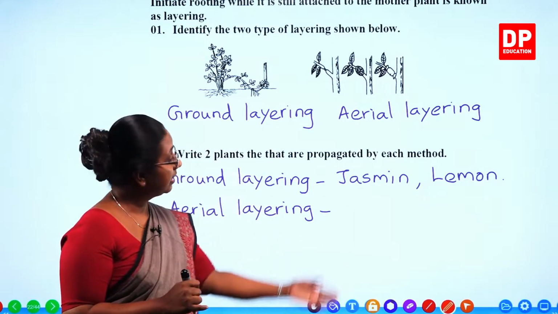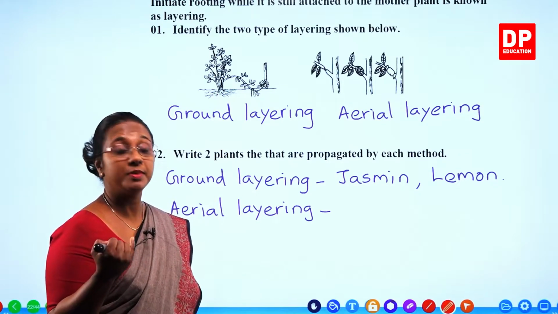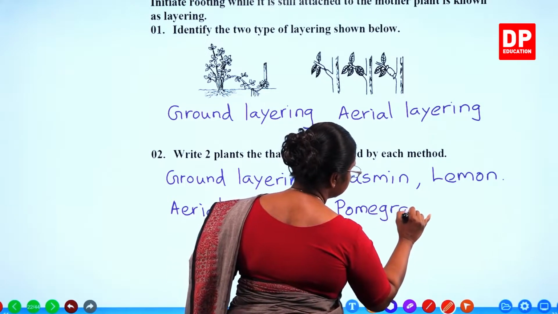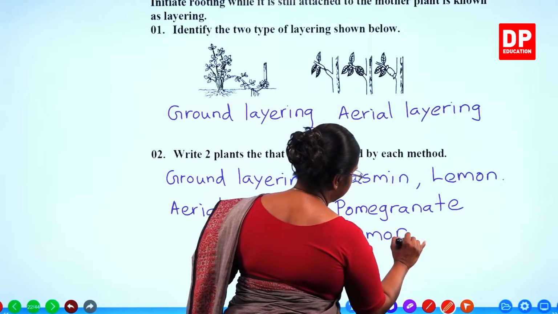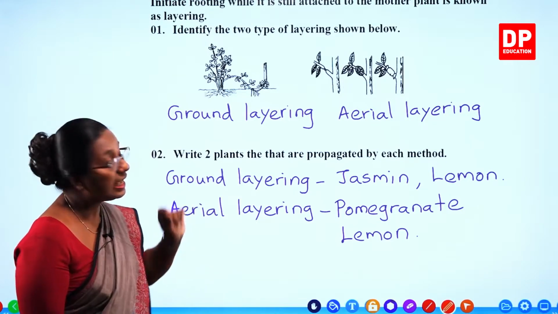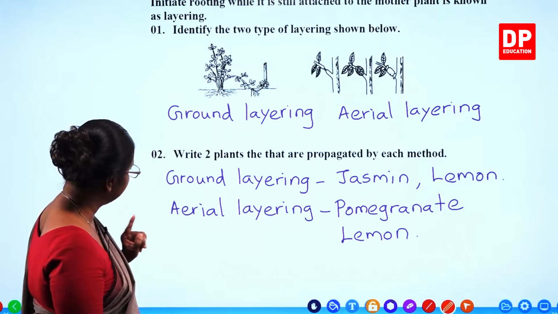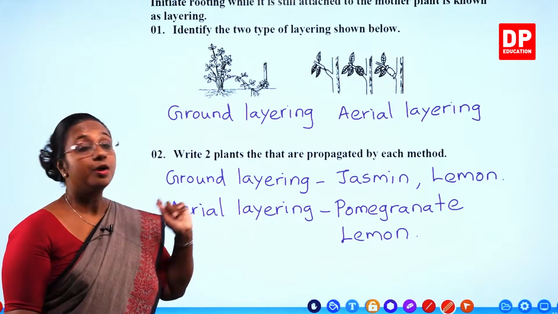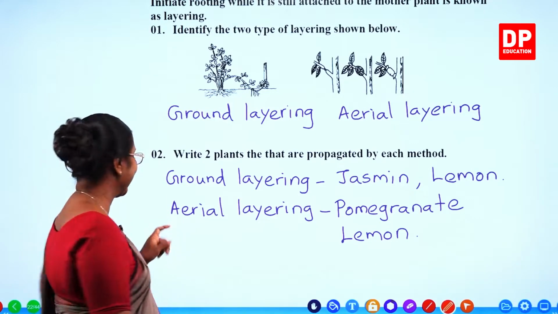What are the examples? Again, lemon can be propagated by aerial layering, and also pomegranate. So, pomegranate and lemon. Both of them are artificially propagated by the aerial layering method. So, you have identified the methods ground layering and aerial layering. And for ground layering, examples are jasmine and lemon, and for aerial layering, pomegranate and lemon. So, with that, we will move on to the next question.